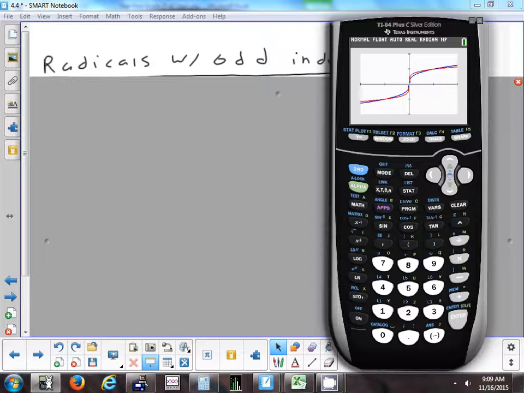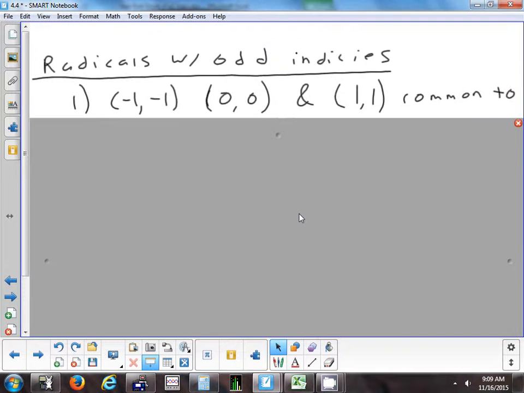Okay. 1 and 1. Yeah, they both go through that point. Negative 1 and negative 1. Yeah, -1, -1. Those 3 points are common to every odd graph. Now that's assuming, again, you're not going to transform it, you haven't shifted it, just the basic graph. Right, -1, -1, 0, 0, and 1, 1.